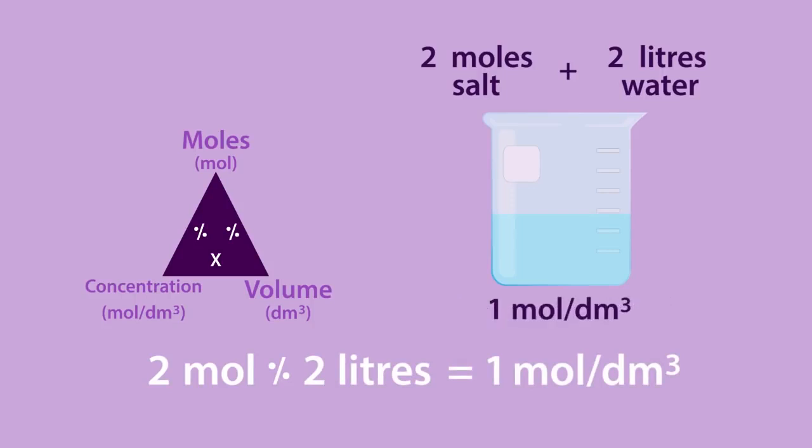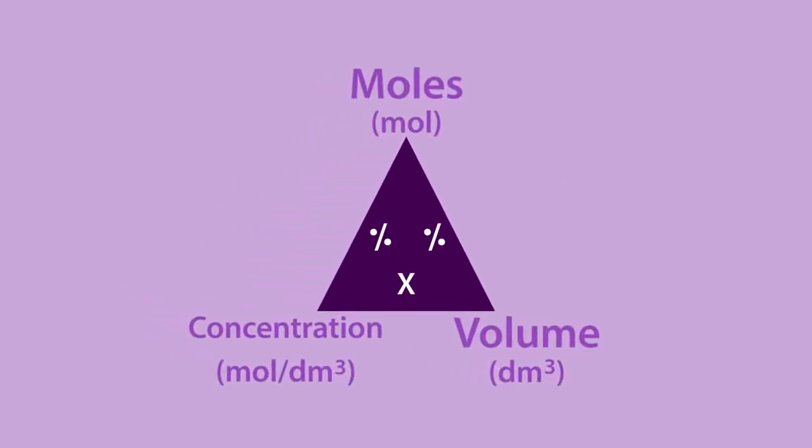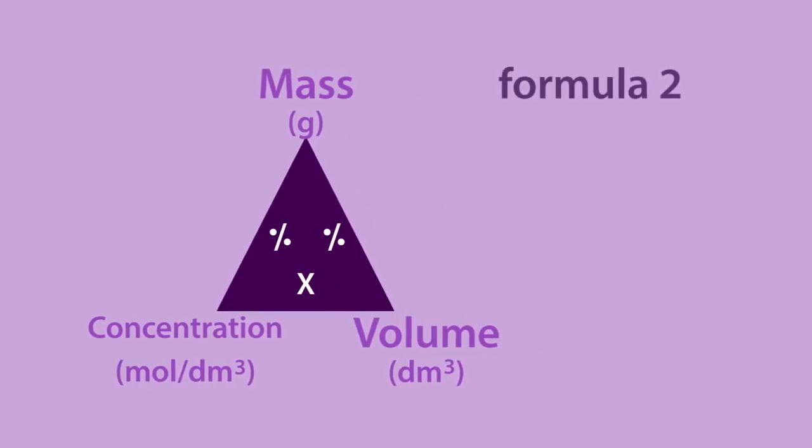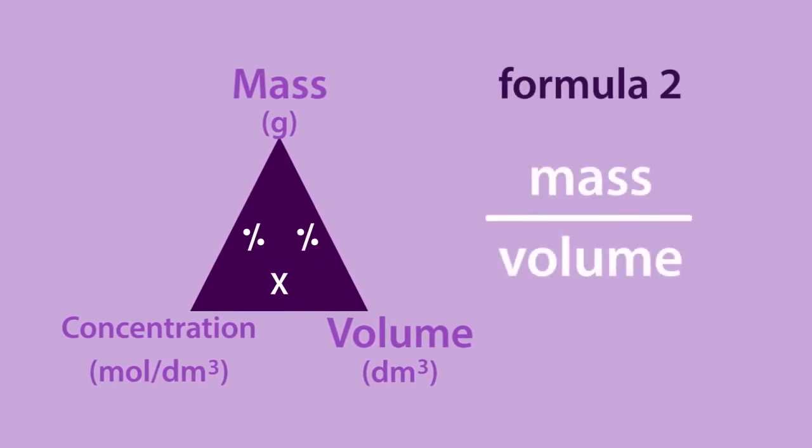The second way of calculating the concentration is very similar, except sometimes we use a mass of the substance divided by volume rather than a mole of the substance. The formula is mass divided by volume and has the unit grams per decimeter cubed rather than moles per decimeter cubed. Its formula triangle looks like this.